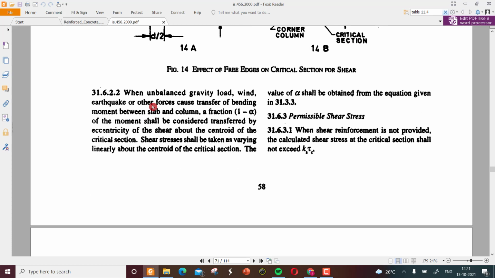When the unbalanced gravity load, wind, earthquake, or other forces cause transfer of bending moment between slab and column, a fraction 1 minus alpha of the moment shall be considered transferred by the eccentricity of the shear about the center of the critical section. Shear stresses shall be taken as varying linearly about the centroid of the critical section. Value of alpha shall be obtained from the equation given in 31.3.3, which we discussed in the direct design method.